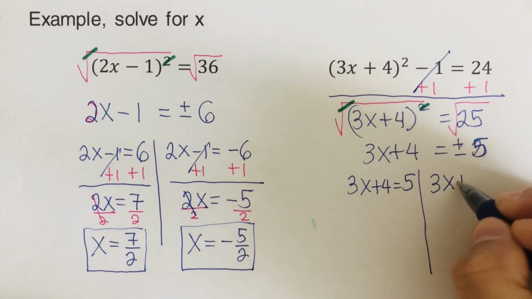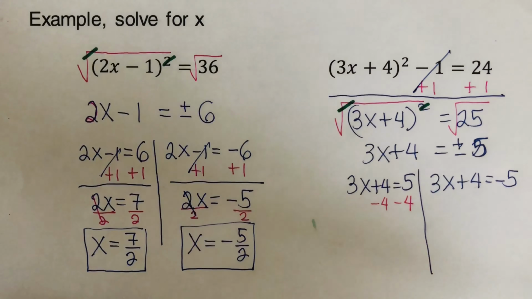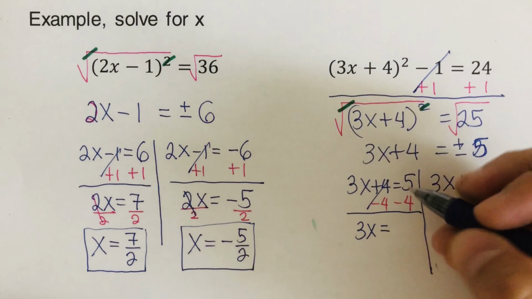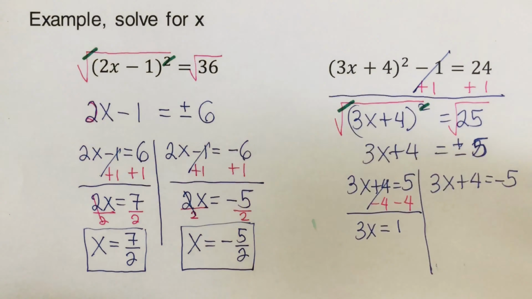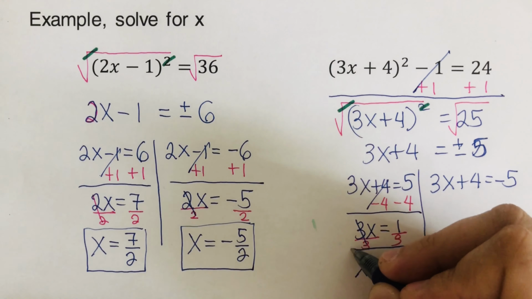So then we subtract 4 from both sides, minus 4 here. So I am left with 3x is equal to 1. And then we divide both sides by 3. I divide this by 3. So then I'm left with x is equal to 1/3.